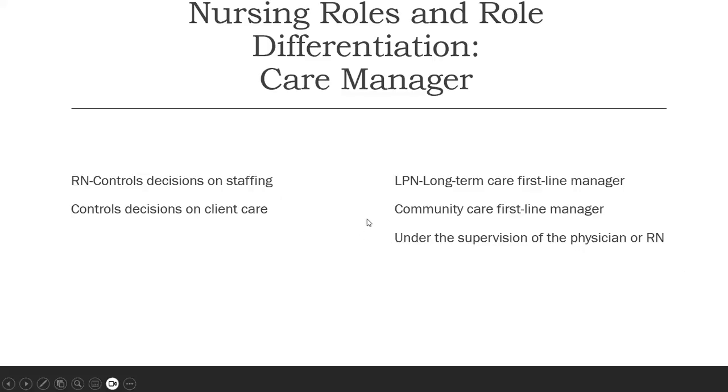Okay, so nursing roles and role difference between the case manager, the care manager. You're going to be that first line manager in those long-term care facilities. They're going to be coming to you because we can be that first line manager, especially day shift for the most part, no matter where you're at, there's plenty of people around. But as the day goes along, there's less and less people there.